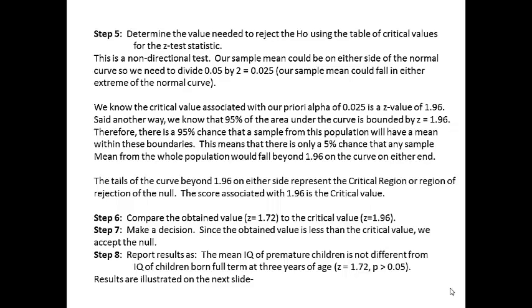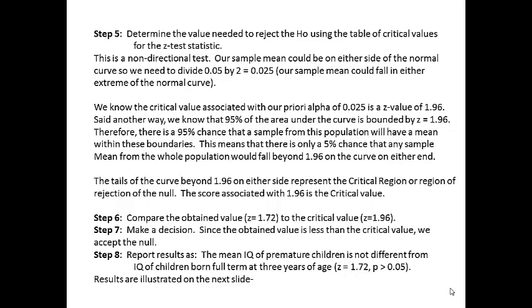This is a non-directional test, so our sample mean could be on either side of the normal curve. So we will divide 0.05 by 2. Our sample mean could fall in either extreme of the normal curve. We know the critical value associated with our alpha a priori level of 0.025 is a z-value of 1.96. Said another way, we know that 95% of the area under the curve is bounded by z equal 1.96.